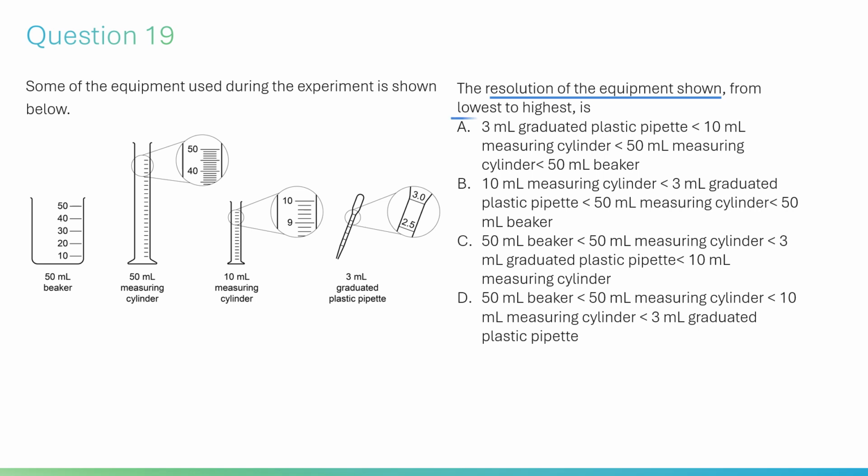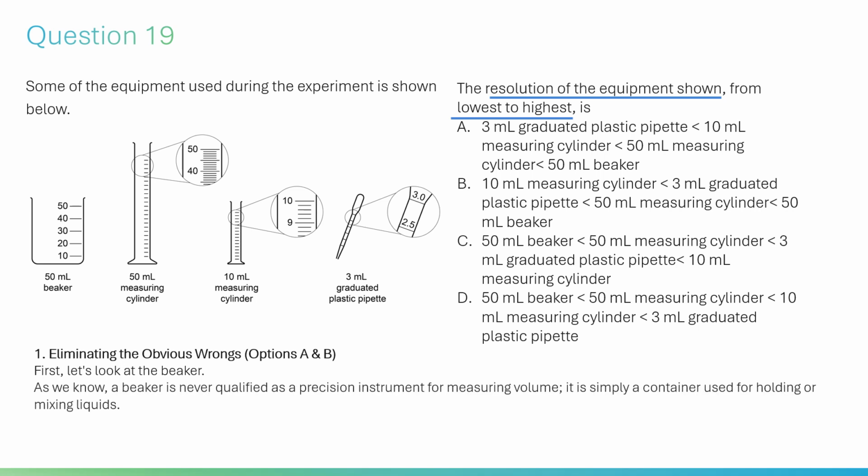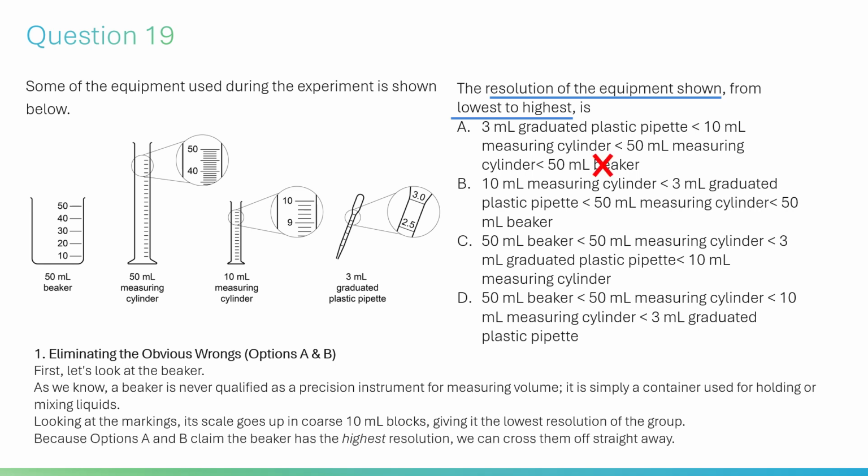1. Eliminating the obvious wrongs, options A and B. First, let's look at the beaker. As we know, a beaker is never qualified as a precision instrument for measuring volume. It is simply a container used for holding or mixing liquids. Looking at the markings, its scale goes up in coarse 10 milliliters blocks, giving it the lowest resolution of the group. Because options A and B claim the beaker has the highest resolution, we can cross them off straight away.